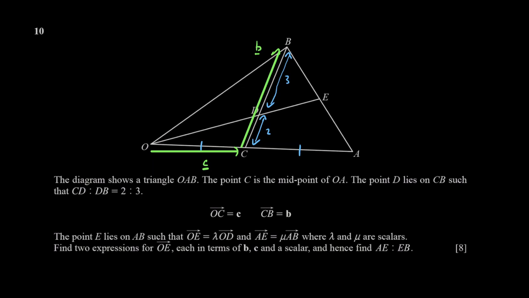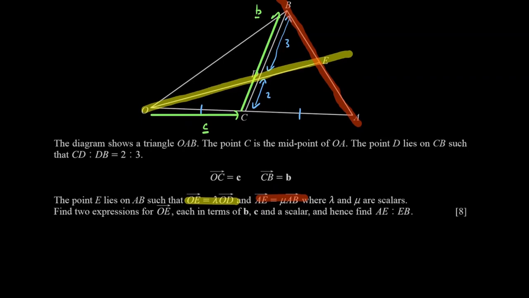This question is obviously quite challenging. I find that the thing to focus on is these things here, where you see your lambdas and your mus. So I'm going to indicate what lines these represent in highlighter. Firstly, this one here, OE is equal to lambda OD. So O to D is representing this line here. And I'll do in red, AE is equal to mu AB. That represents this line here. Basically, we're going to have to use those two lines to find an expression for OE.